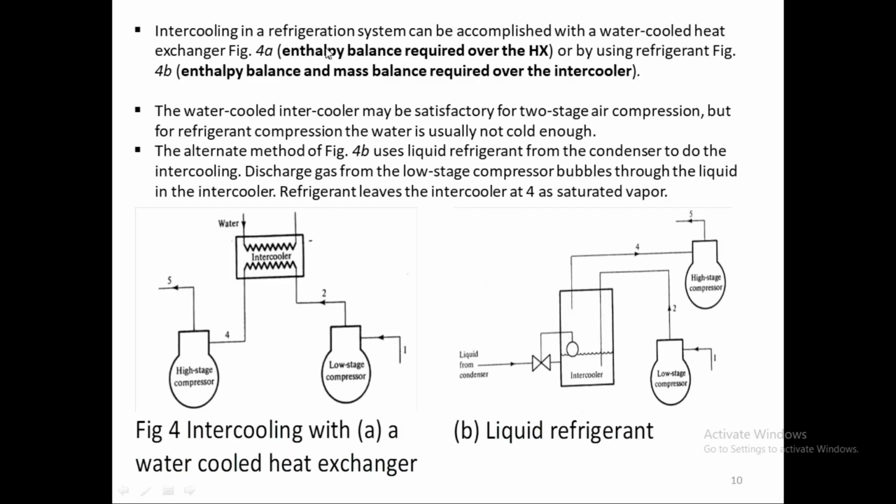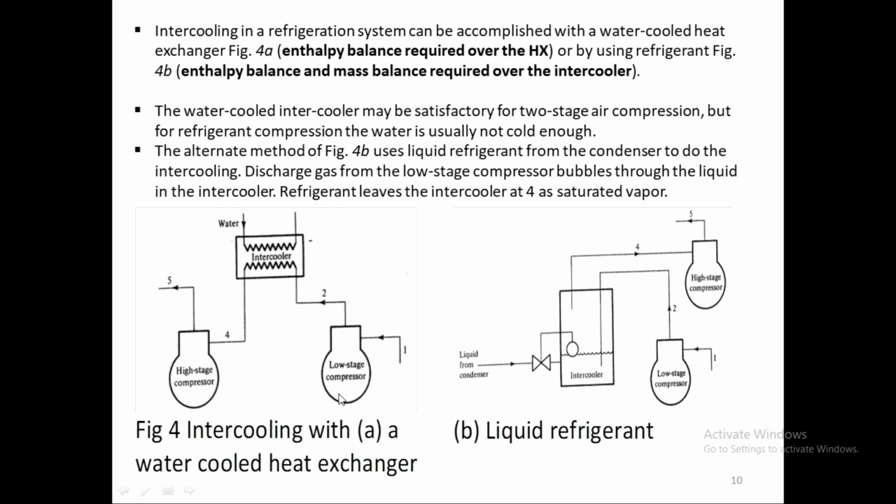Intercooling in a refrigeration system can be accomplished with a water-cooled heat exchanger, as in figure 4. This is figure 4a and this is 4b. So an enthalpy balance is required over this heat exchanger, or by using a refrigerant, as in figure 4b, this one, an enthalpy balance and mass balance are required over the intercooler. Then we have to do an energy balance and mass balance over the intercooler.